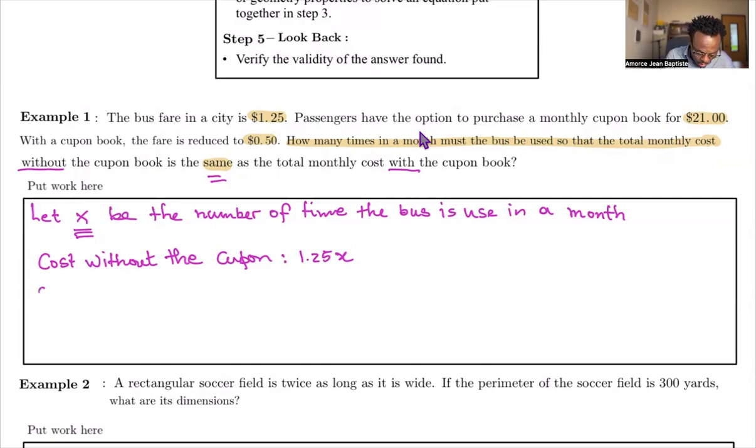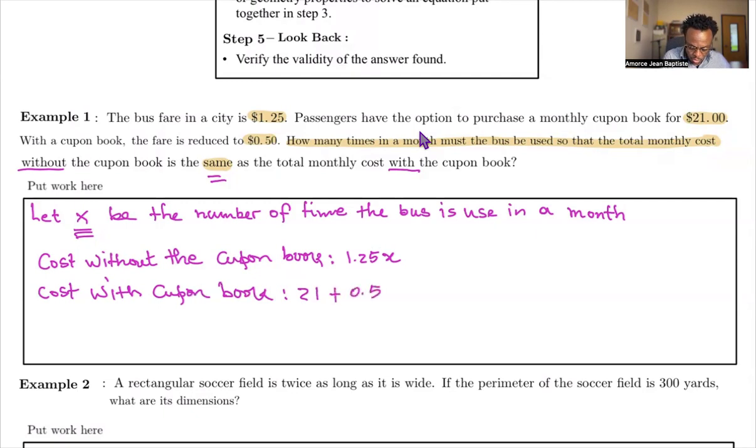Now let's see the cost with the coupon book. So $21 is a flat fee, $21 plus the 0.5 that you pay every time you use the service. Now, when are they the same? That means when they're equal. So that's 1.25x equals 21 plus 0.5x.